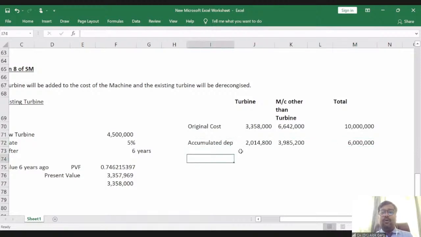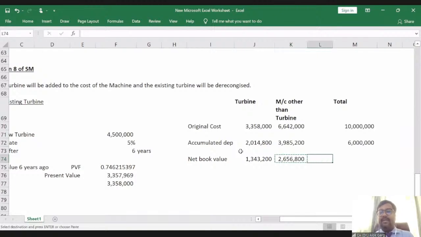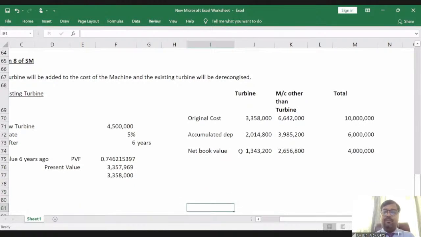What is the net block? What is the net book value? What is the carrying amount? Your net book value of the turbine comes out at 13,43,200. Your other than turbine, 26,56,800, and your net block total is 40 lakh, right? Now what will be the accounting entry? I hope you guys have understood so far.